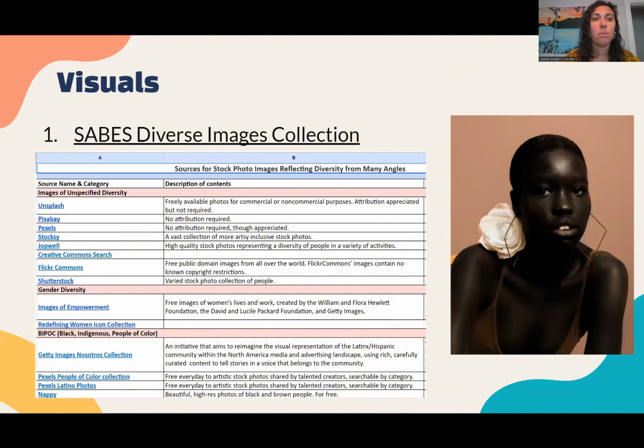If you click the link, which is in the discussion guide and on the PDF of the slides, you'll see this is a whole database put together by Sabes in Massachusetts. They have done a phenomenal job putting this together, so we all don't have to recreate the wheel. So definitely take a look at this one.